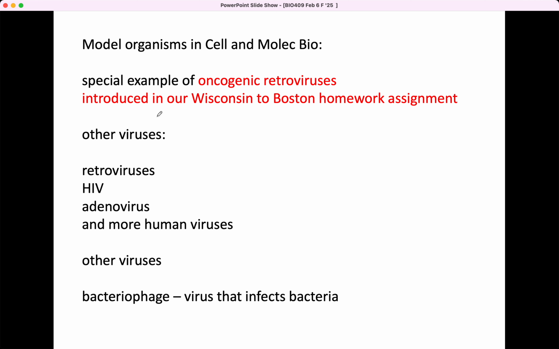And so just to show you this here, we're going to have some viruses in that Wisconsin to Boston homework assignment that are called oncogenic retroviruses, and they're a special mutation of normal retroviruses. HIV is a retrovirus, but it's not an oncogenic retrovirus. People who have AIDS can get cancer, but not directly. These oncogenic retroviruses would cause direct, immediate cancer formation of the cells they infect. And so we'll talk a little bit about some of these other viruses.